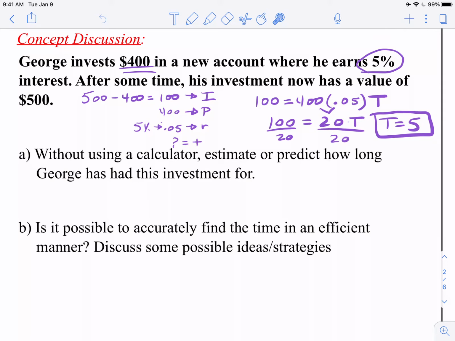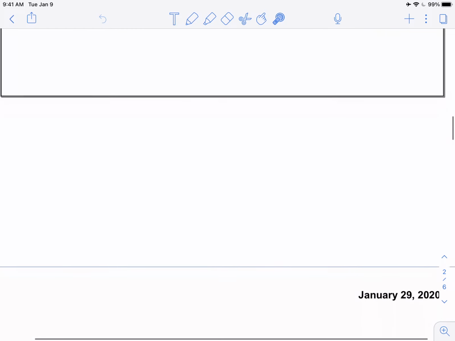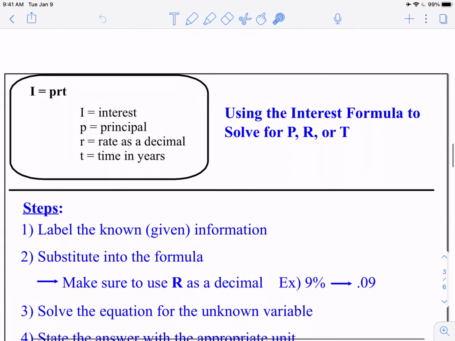So this is what today is going to look like. It utilizes the same formula, the same ideas, but the actual process is slightly different because we are now solving for this missing variable, whatever it may be. There could be some problems where P is missing, some where R is missing.